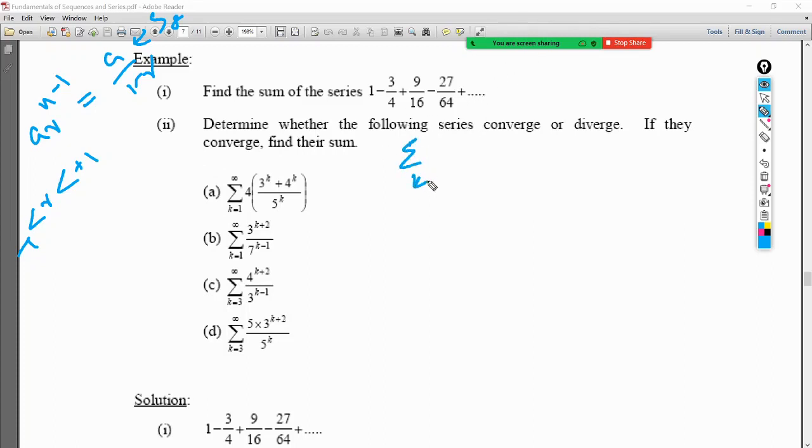Sigma k equal 1 to infinity, 3 to the power k plus 2 divided by 7 to the power k minus 1. Okay. So now I want to see whether this looks like ar^(n-1). This is the nth term. This is the kth term. If I can see it as ar^(k-1), I am done.